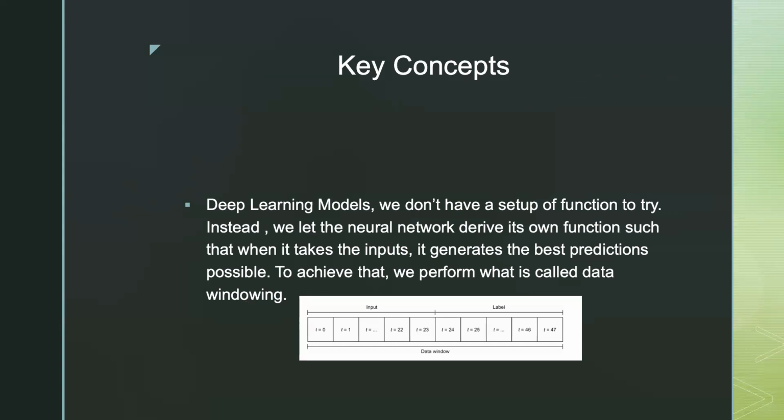Very high level key concepts: whenever we are doing deep learning, even though you have 1,000 records or 5,000 records, we have to divide the data into small batches. The small batch is nothing but data windowing. You need to decide what your window size is. That is the window you are giving as an input. It can be 7, it can be 10, it can be any number, right?